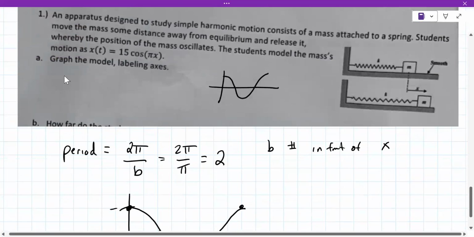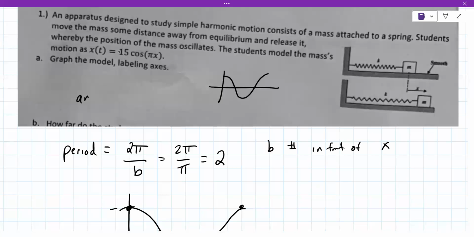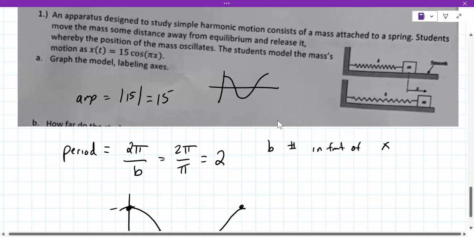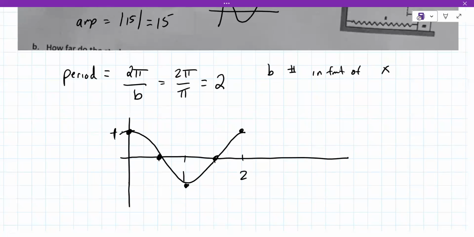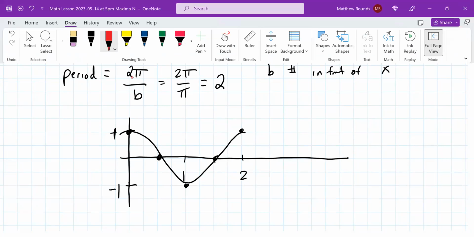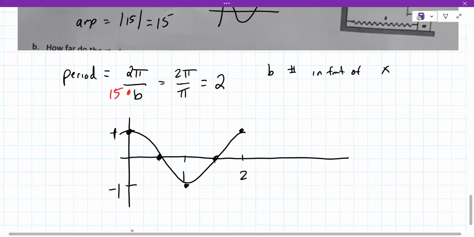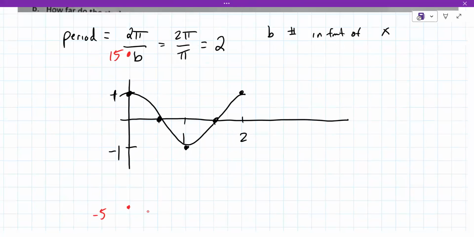All right, now we have not taken into account the amplitude. The amplitude is the absolute value of the number in front. So it is 15. And what that does is it pulls the graph up and down. If you think of this point as 1 and this as -1, it pulls them up and down. I don't have room to do 15, but presume that's 15, and then that's down here, -15 roughly. These points get pulled, something like that.